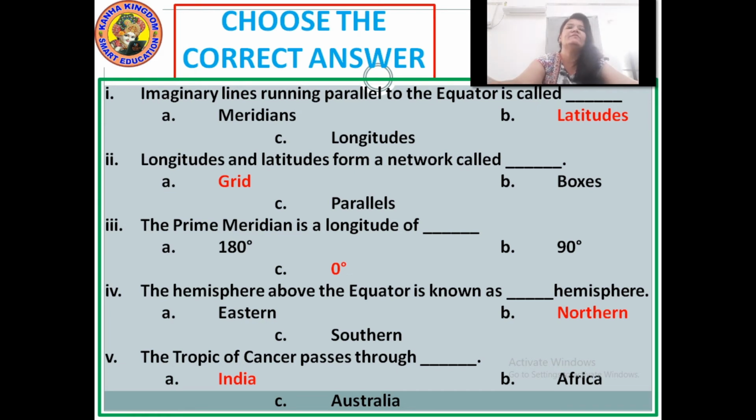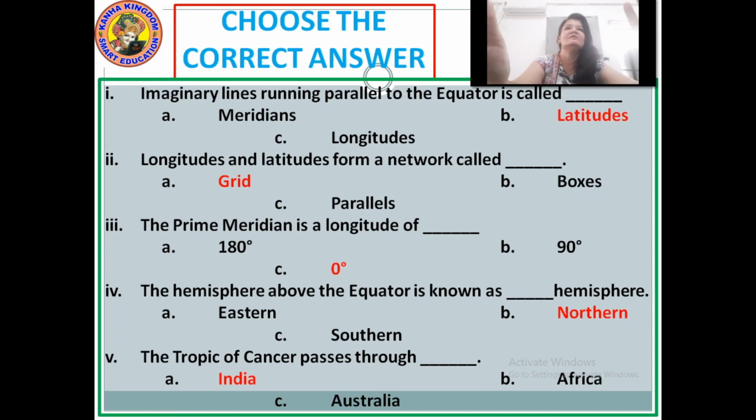Number 5: the Tropic of Cancer passes through what? Option A, India, option B, Africa, and option C, Australia. Answer is option A, India. The Tropic of Cancer passes through India. Okay, choose the correct answer.